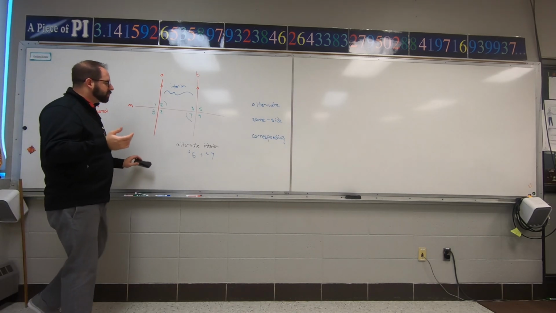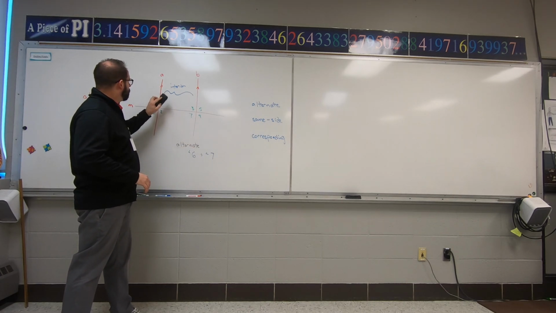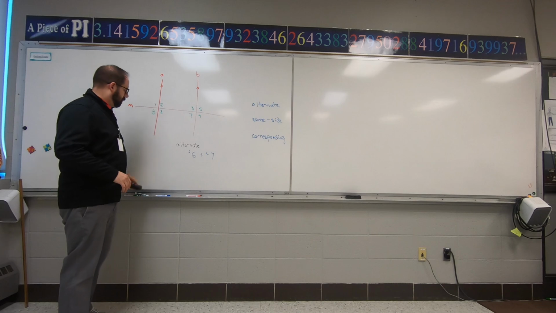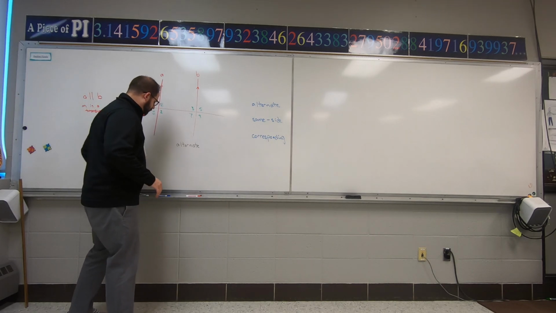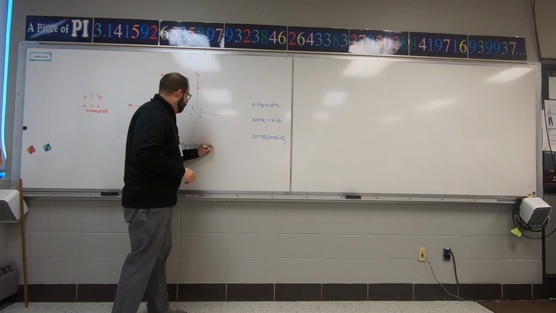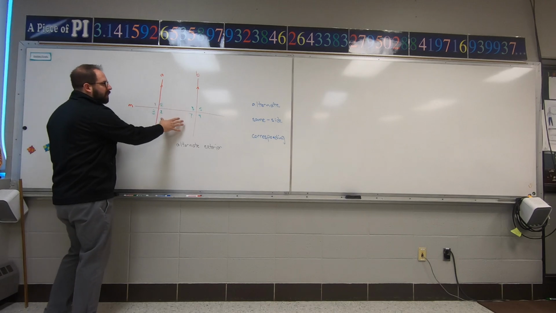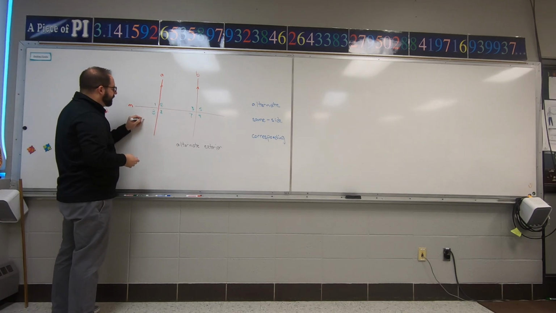So now the next one, let's do alternate exterior. So let's get rid of those. So alternate exterior now. Obviously we talked about interior being the sandwich in here. So the exterior would be these angles.